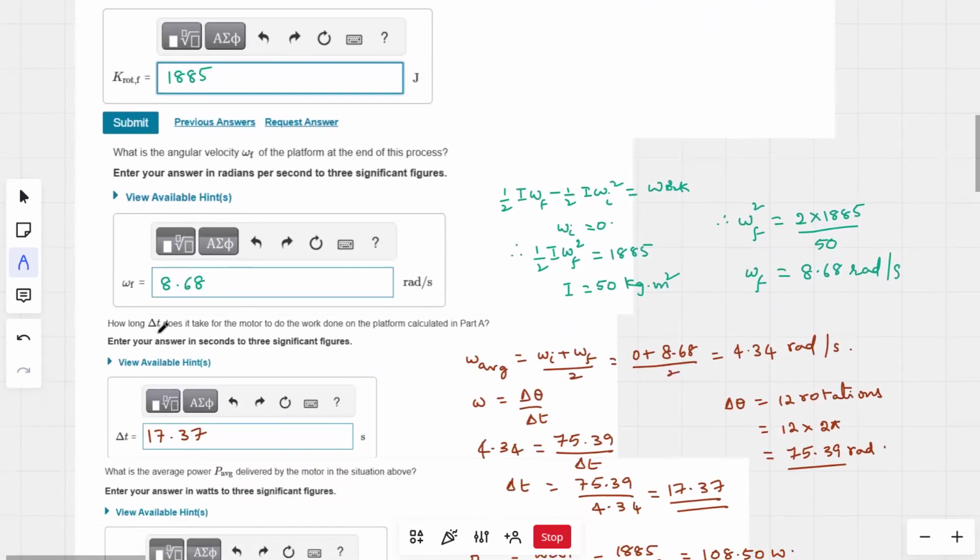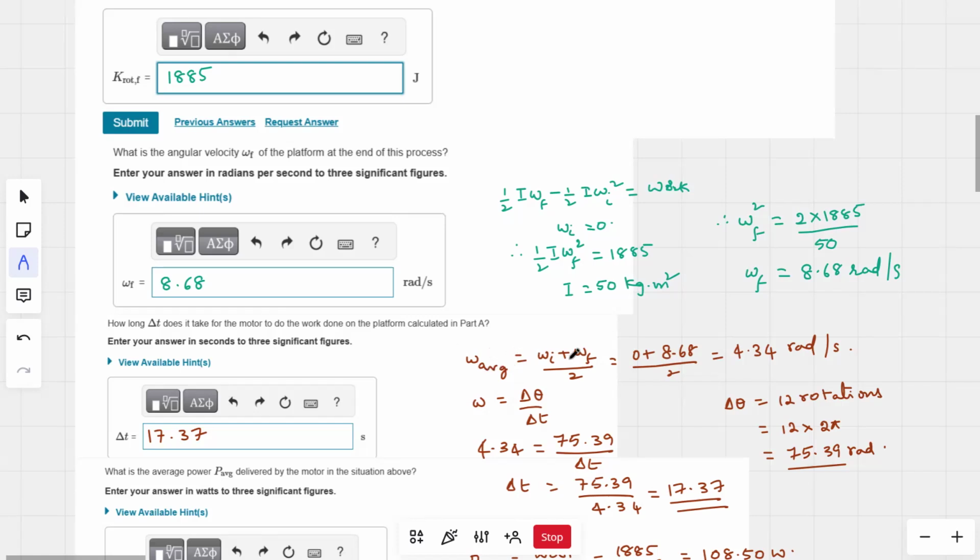Next, how long does it take for the motor to do the work on the platform calculated in part A? Now we have to calculate how much time the motor takes to do this much work. For that, we take omega equal to delta theta by delta t. Here, delta theta is known to us because it is given in the problem itself, that is 17.39 radians. And omega is the angular velocity.